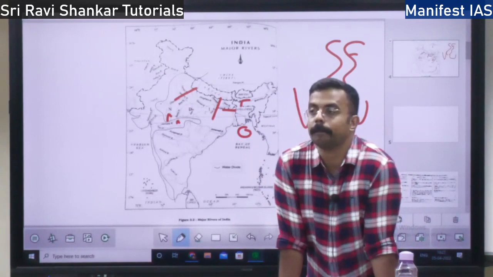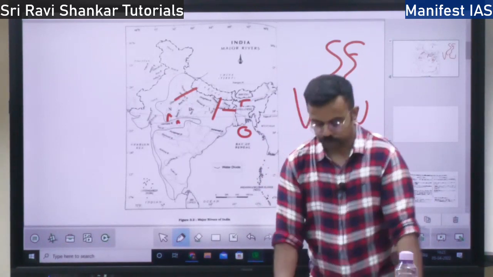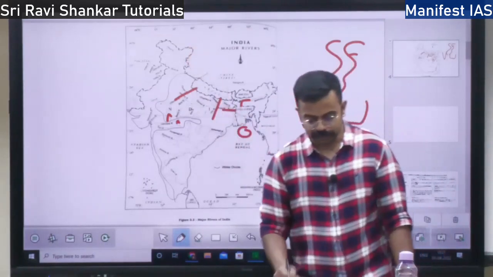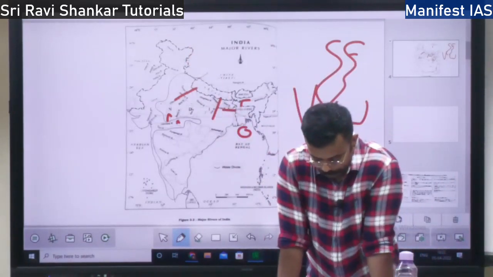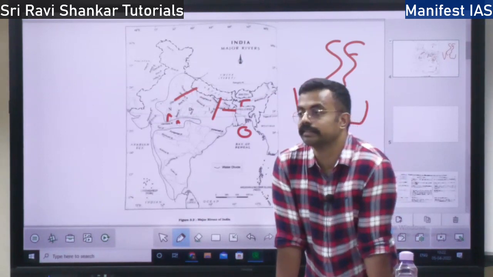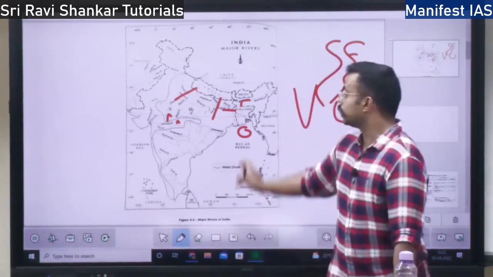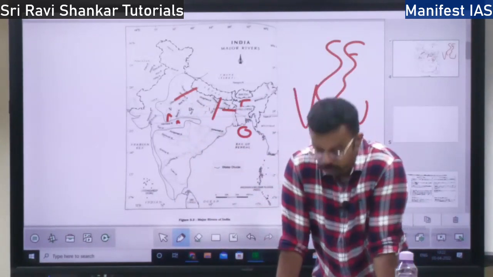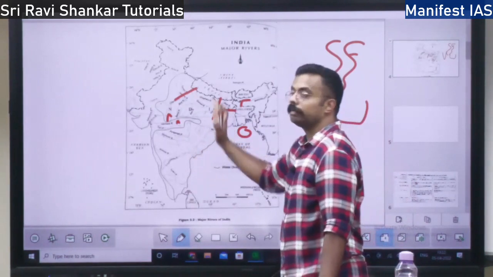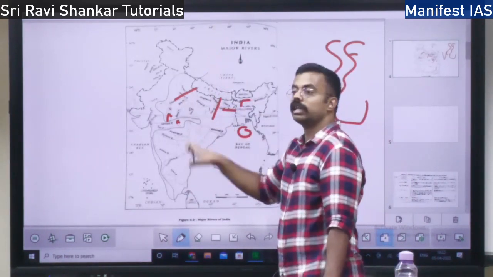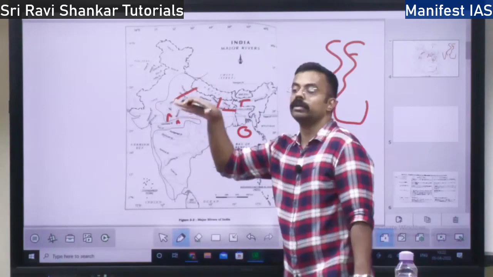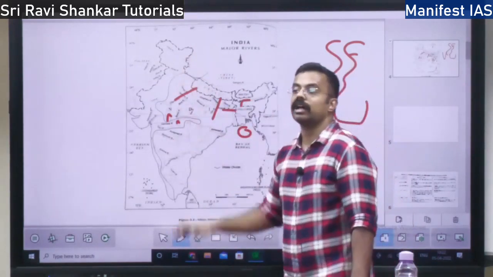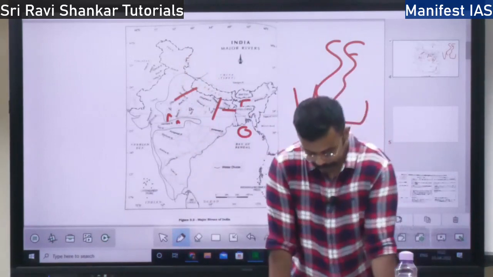Next, you have the upheaval of the Himalayas, right? The Himalayas grew in height. That is the second event which formed the peninsular system. Next is the peninsular subsidence. When the Himalayas grew taller, the peninsular region became shallower, because when the Himalayas grow high, the peninsula is comparatively lower. That is the second event, right?